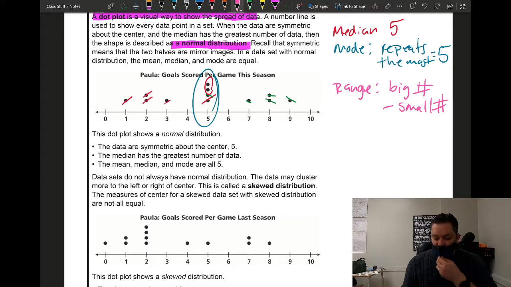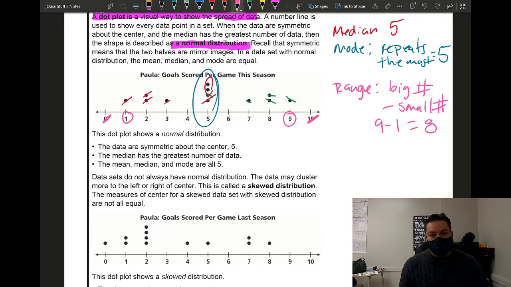What do I mean by that? You're going to look at the last dot that you can find. In this case, it's going to be at number 9. And the first dot that you can see right here is going to be number 1. So this is going to be 9 minus 1. So the range is going to be 8. That's how you find the range. Do not look at 10 because there are no dots on number 10 and there are no dots on number 0. Only where the first and the last dot are at, that's where you're going to subtract.